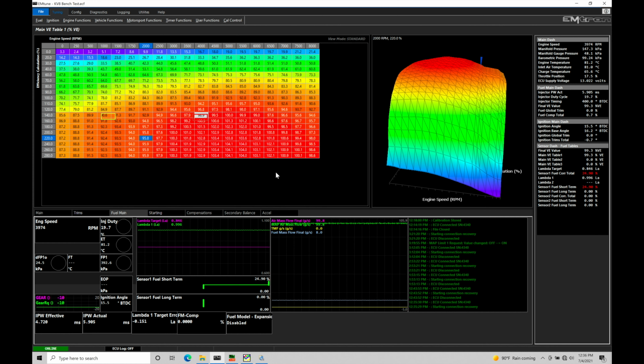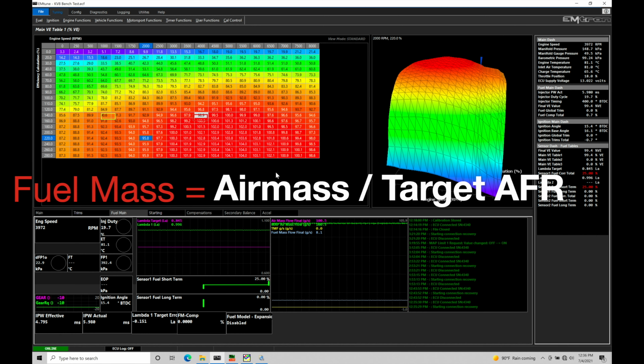So the first thing we need to understand here in exposing and taking a look at what is going on with our airflow modeling strategy and fuel modeling strategy is understanding the fundamental equation that ties both of them together. We have fuel mass is equal to air mass divided by target air fuel. This is going to be how we convert the estimated or measured airflow as it's coming into our engine with our Emtron, and we convert that into an injector pulse width that we spray the fuel into our engine and that we hit an air fuel target that we're programming in the Emtron.